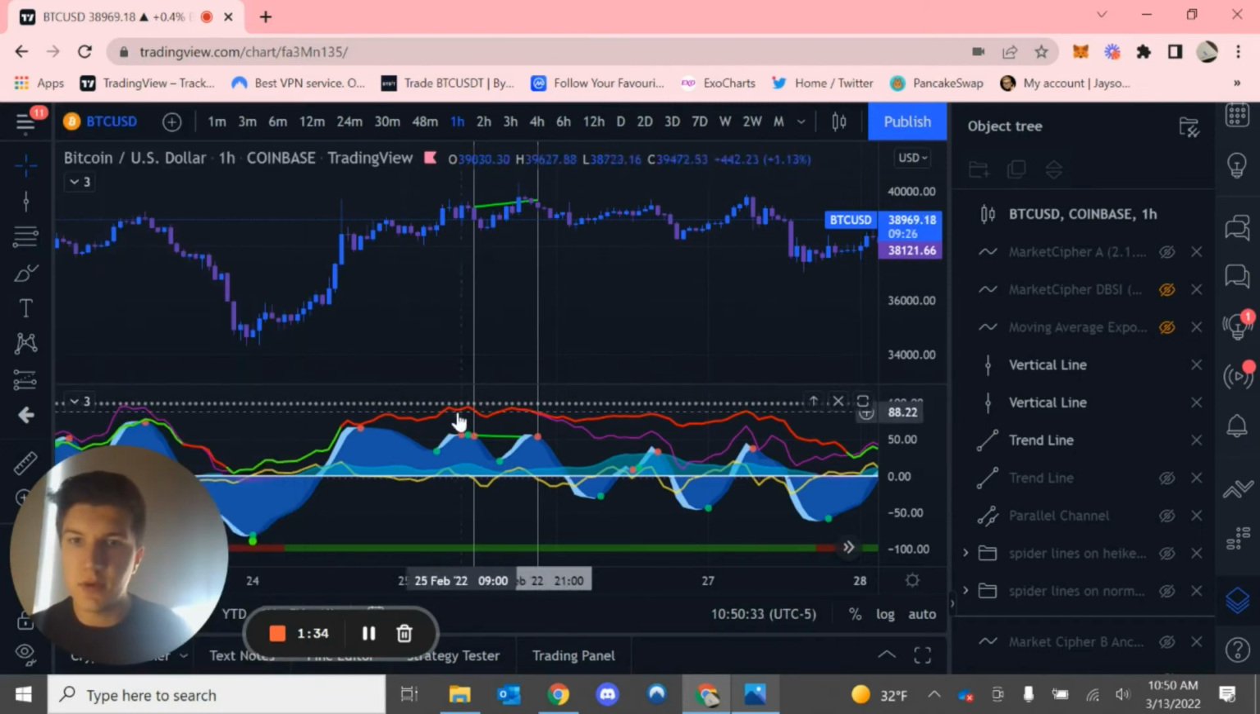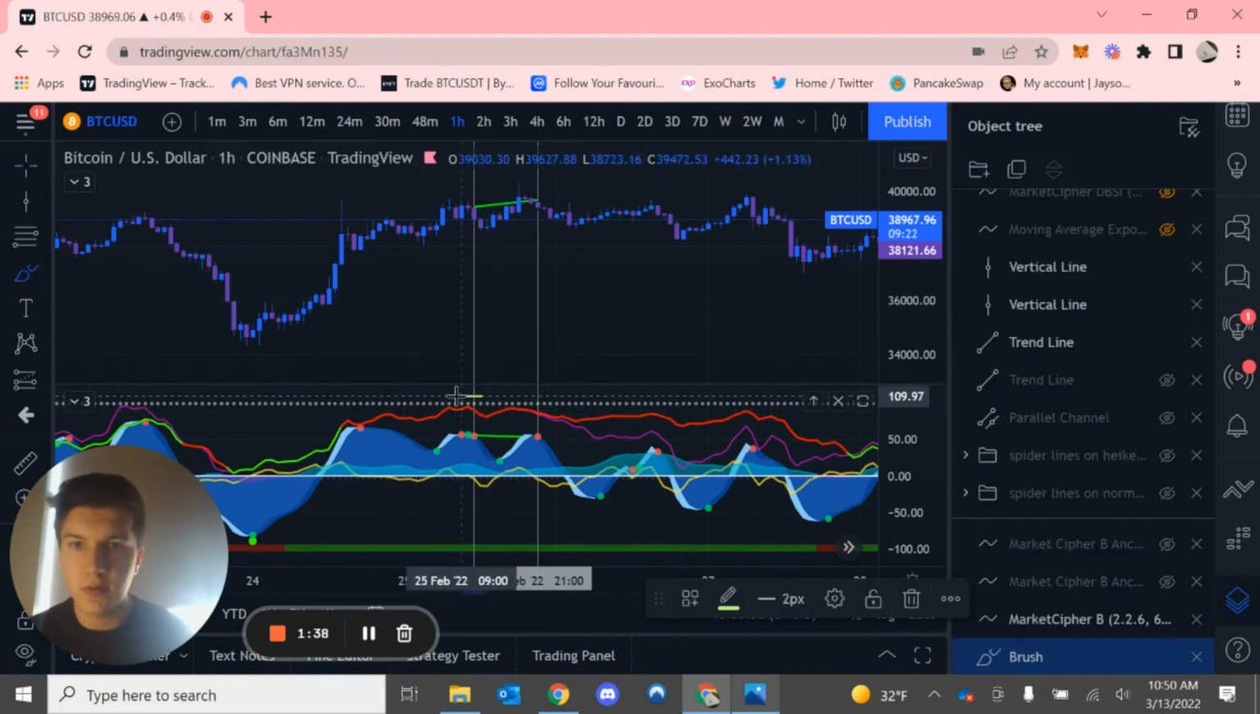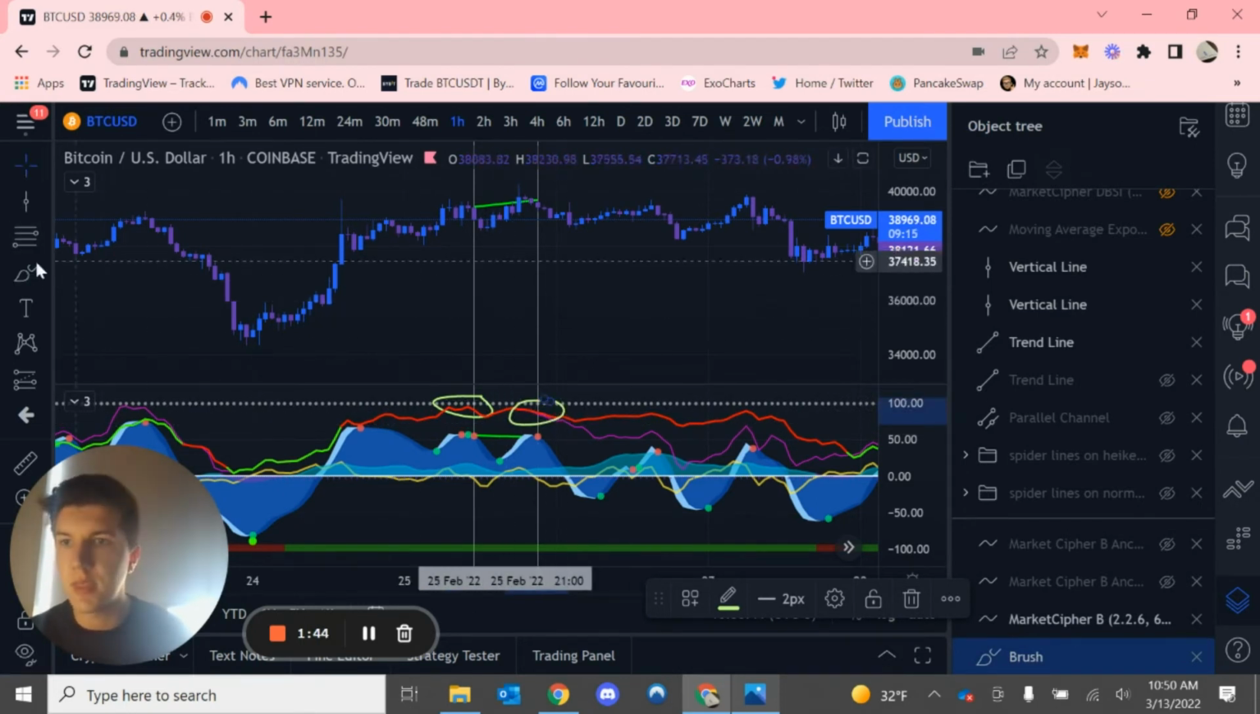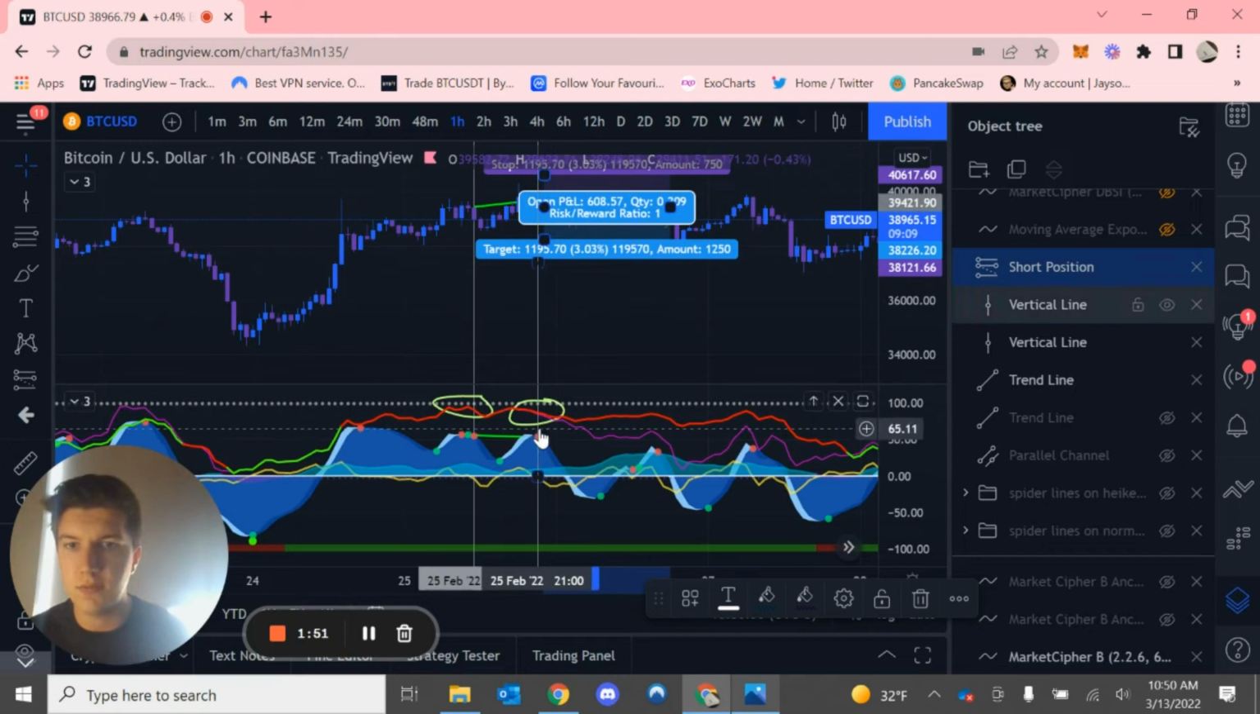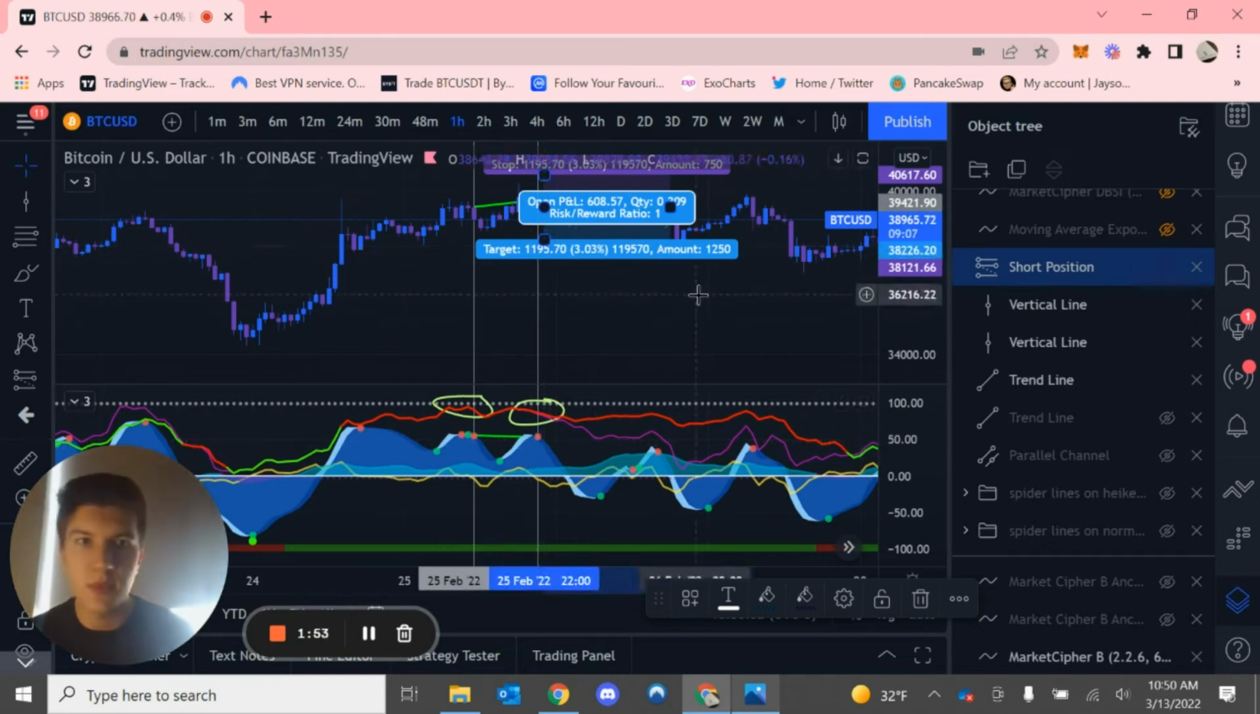And so we would then look at what the RSIs are doing. Here you can see the RSIs are clumped together. So that is a good sign. Next thing is that we are going to enter a short position on the next close of the candle as soon as we see this red dot confirmed.